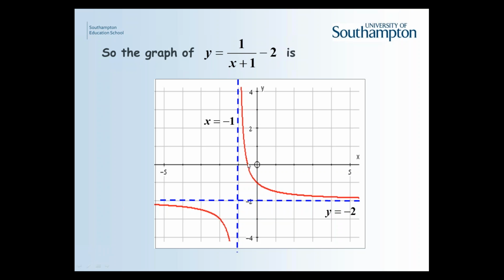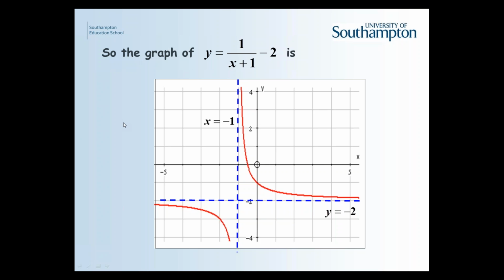You can always work out where these bits are, so where it's crossing here and here. So when x equals 0, we put x equals 0 into here, we're going to get 1 over 1 is 1, minus 2 gives us minus 1. So that's quite a useful one to do, when x is 0, just to check where that crosses, because that should be shown correctly.